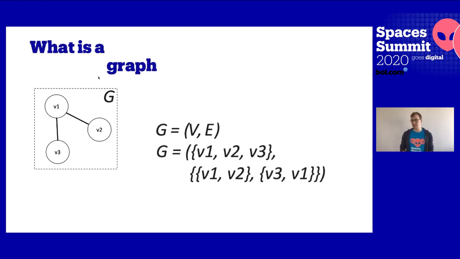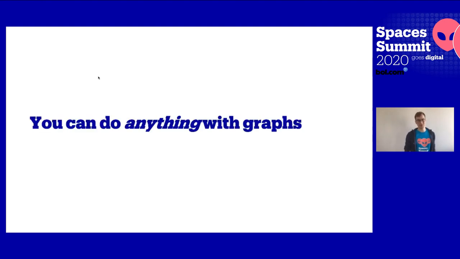So here's the representation. You have a set of the nodes and then a set of the different edges in the graph. And what you can see, I put accolades around the edges because the order doesn't matter. So whether you write V3, V1, or the other way around, doesn't really matter in this case. But you can do anything with graphs, so you can also define them very differently.